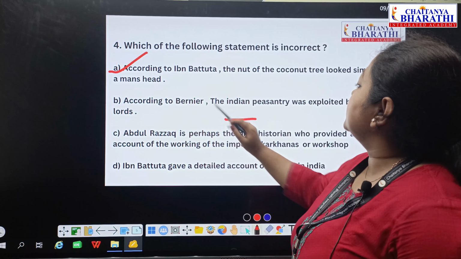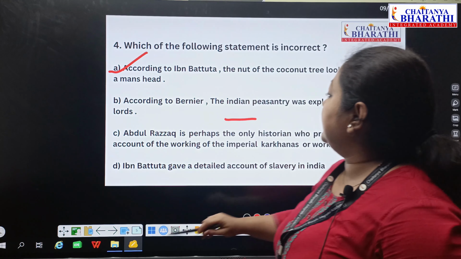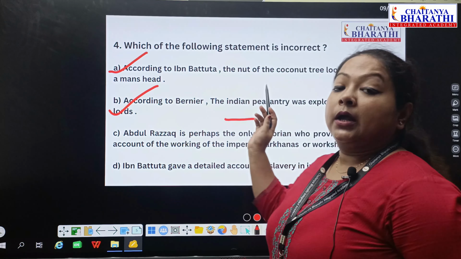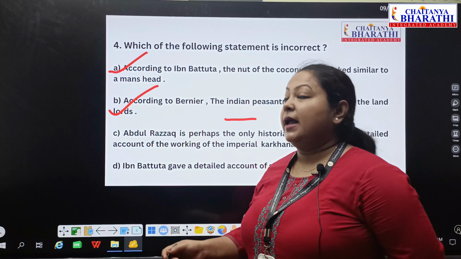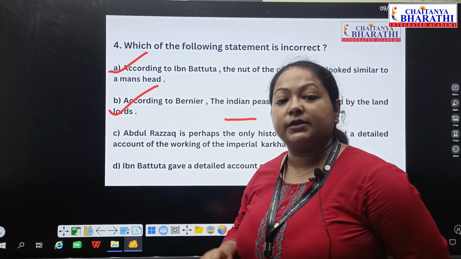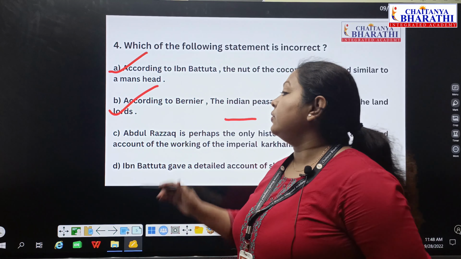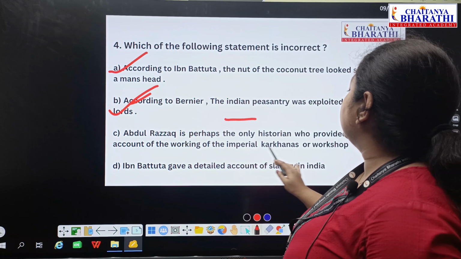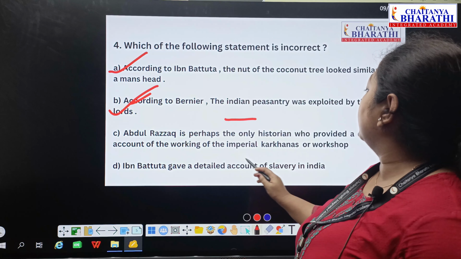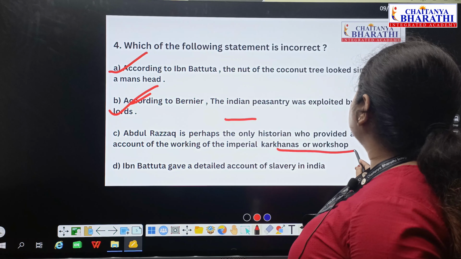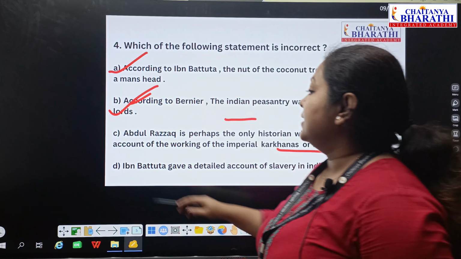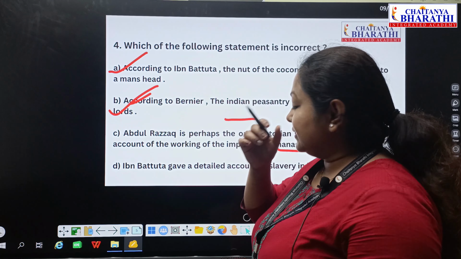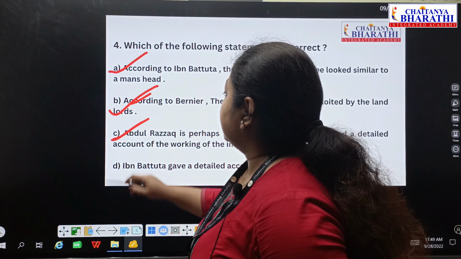Then, according to Bernier, the Indian peasantry was exploited by the landlords. Yes, this was also already there, because Al-Biruni visited India in the 11th century, and Ibn Battuta visited India in the 14th century, just 3 centuries later. So this account was already there in the society. Third, Abdul Razak is perhaps the only historian who provided a detailed account of work in the imperial karkhanas, or the workshops. Yes, this is true. Ibn Battuta gave a detailed account of slavery in India. That means this is the correct answer.